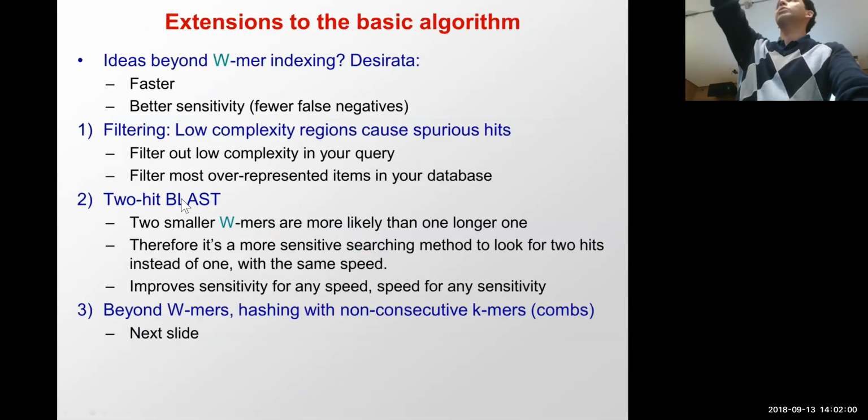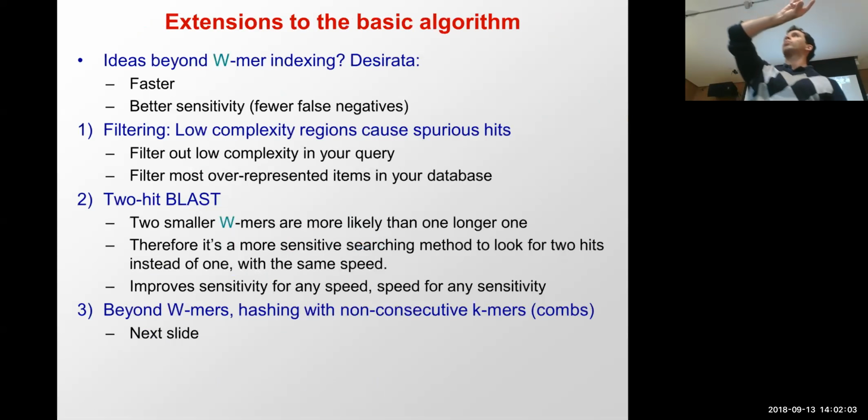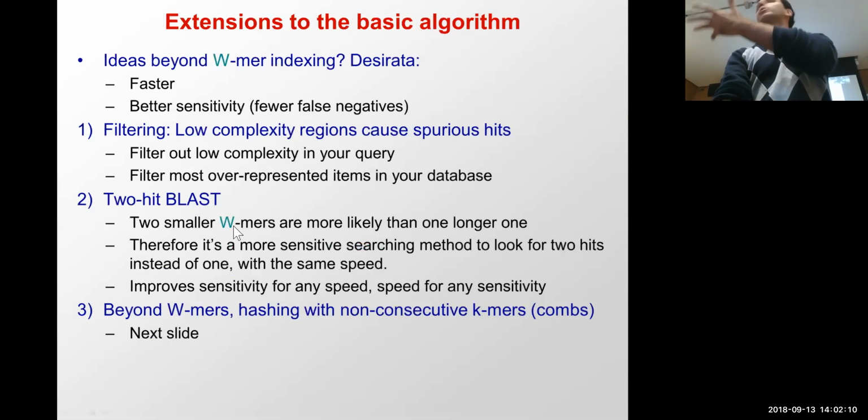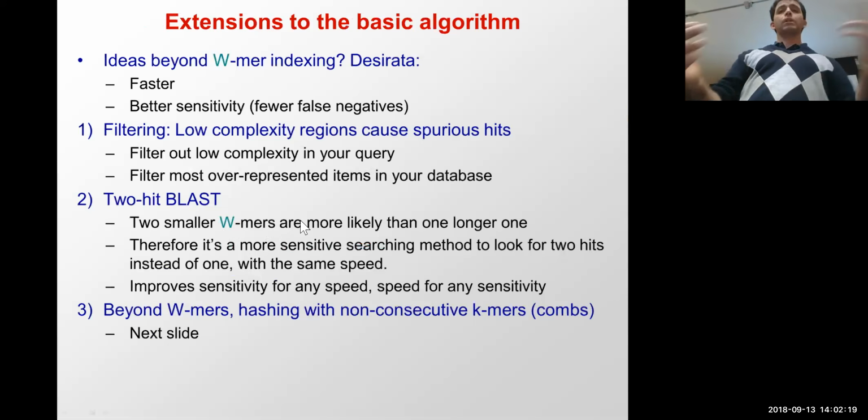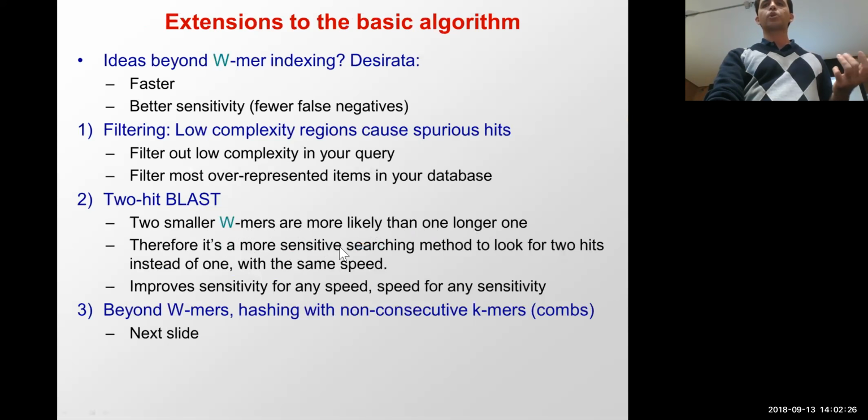The other idea was actually your idea of, hey, what if the sequence drops off and then picks up again? Well, two-hit BLAST does exactly that. Instead of having one 8-mer, I'm going to search for two 3-mers. Any one 3-mer is going to be very common, but two 3-mers together is actually quite uncommon. So two smaller W-mers are much more likely than one longer one. Therefore, it's a much more sensitive searching method to look for two hits instead of one with the same speed. And it improves sensitivity for any speed, or speed for any sensitivity.